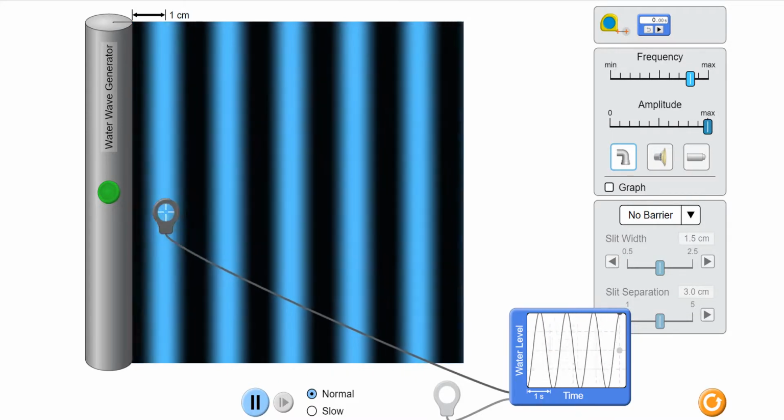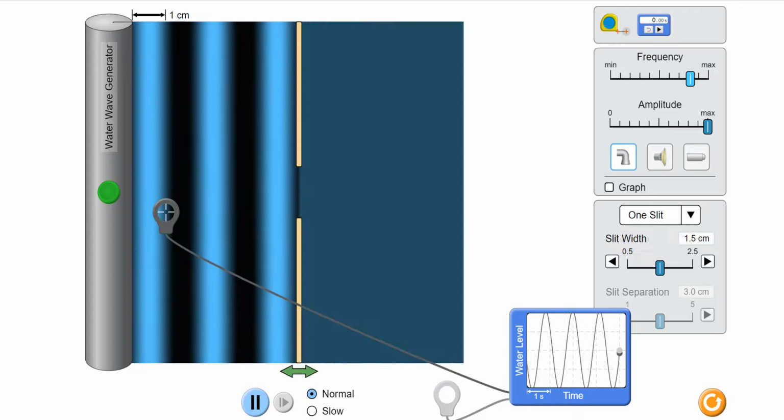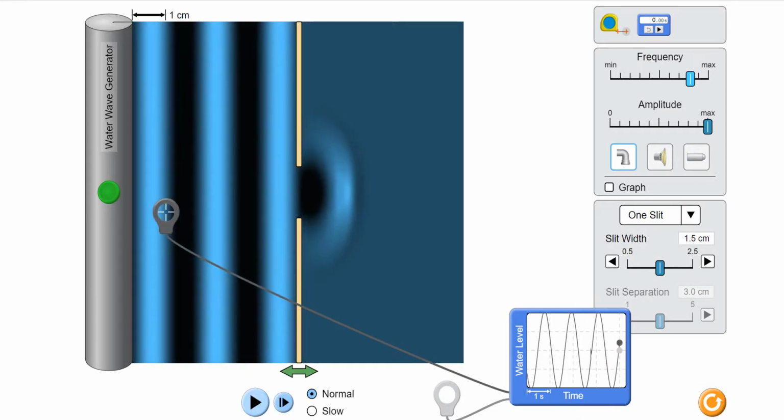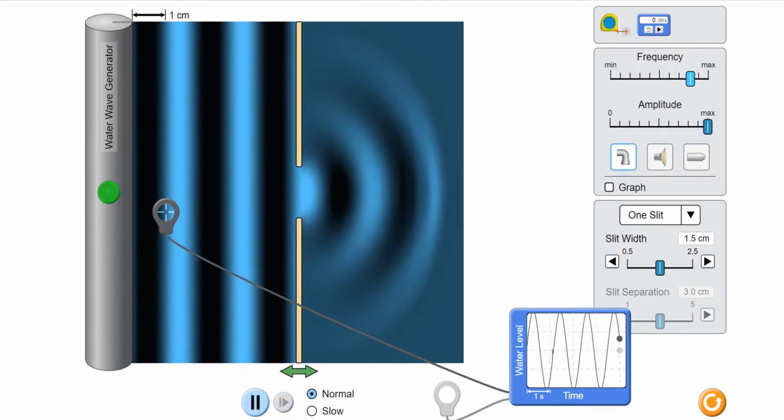There's no barrier. Now I'm going to introduce a barrier with one slit. At first, you would imagine that water particles are physical, they have mass. They shouldn't be able to go through a physical barrier like this. Because water is carrying the energy in terms of waves, you would imagine that the band aligned with the slit would be able to get through, but none of this extra water actually gets through. We're going to run the clock and see what happens.